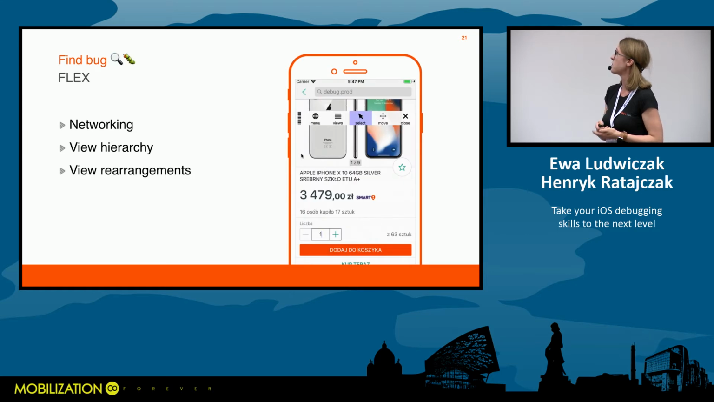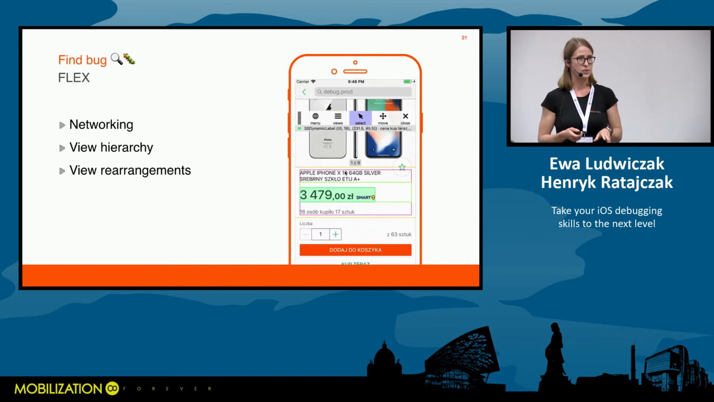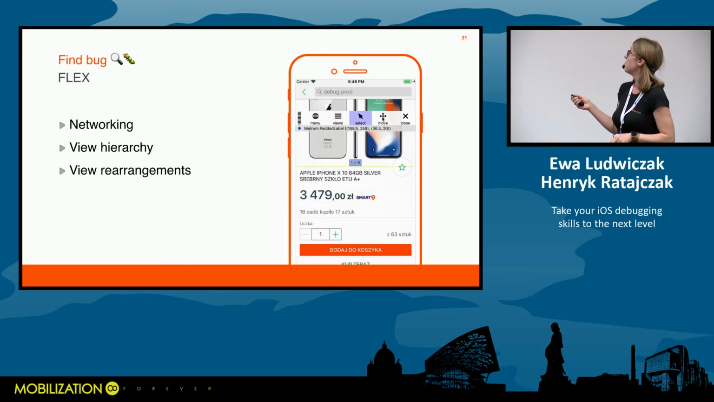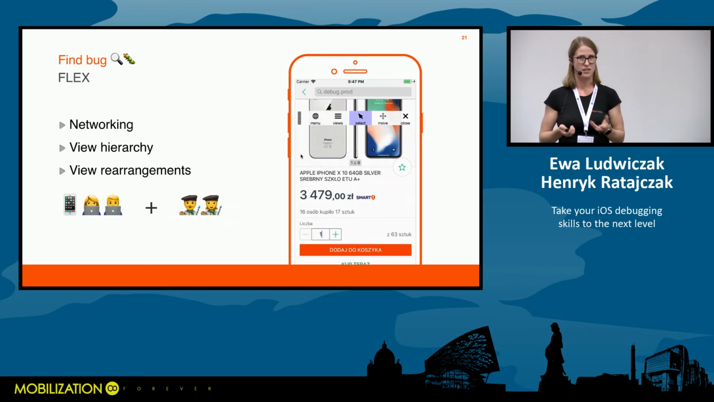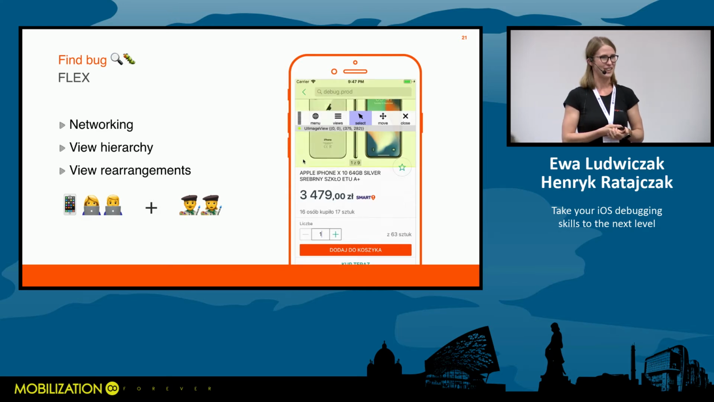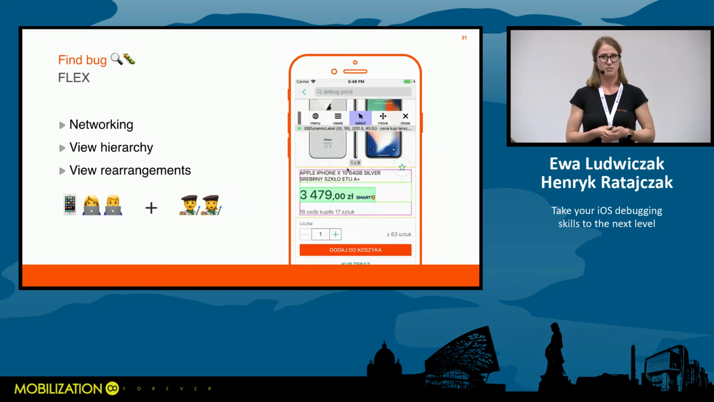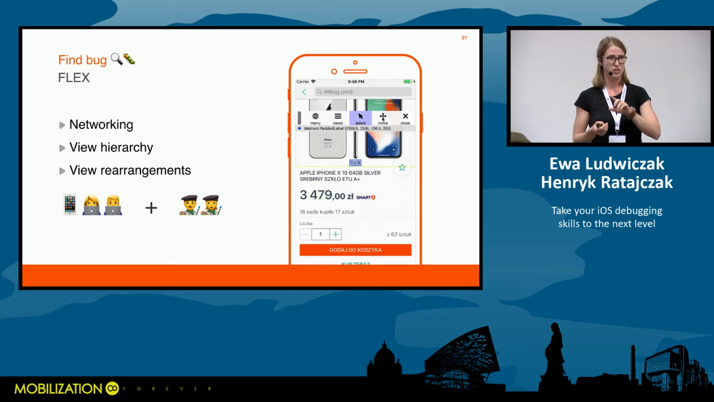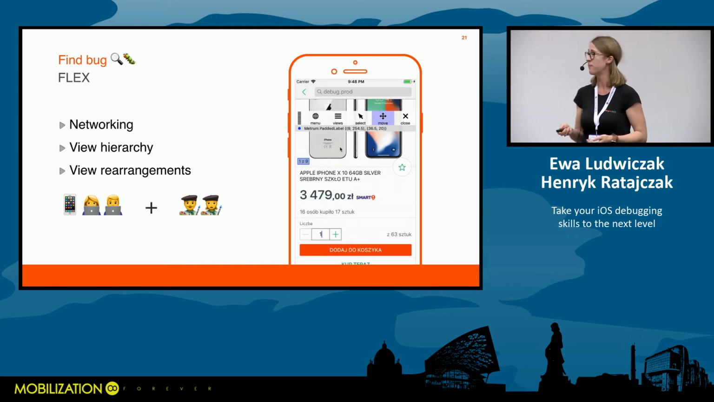And the third debugging option of Flex is view rearrangements. Not only can you select a view of choice, call custom methods, and change properties, you can also select a view of choice and move it around. So this option is useful for iOS developers who want to check some quick and simple UI concepts, but also for UX and UI designers. They don't need to know how to code. They may just play around with the app and show you, oh, it looks better, maybe we could change it.